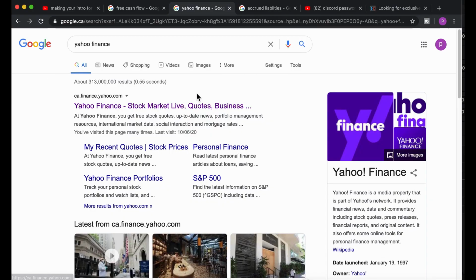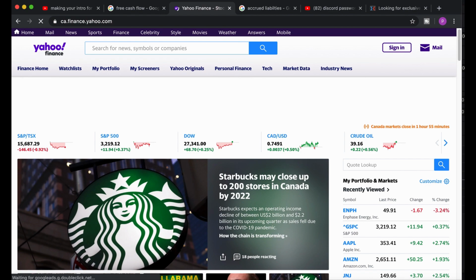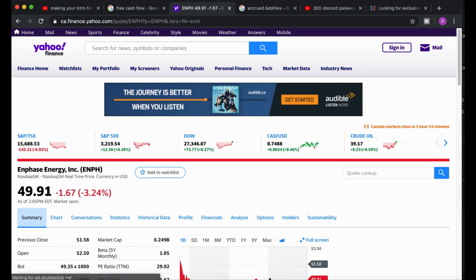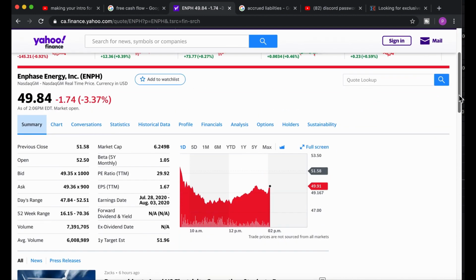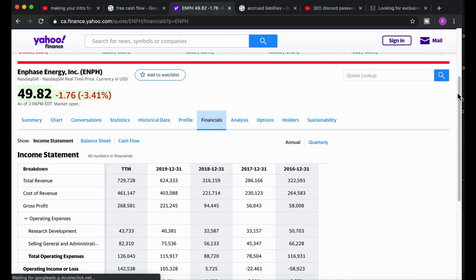Hey guys, so the first thing we're going to want to do is Google Yahoo Finance. We're going to click here and it's going to bring us to this page, and I'm going to look for a company called Enphase Energy. This will bring us to the main page here, where it gives you a little bit of financial data or just stats about the company. And then we're going to want to click financials right here.